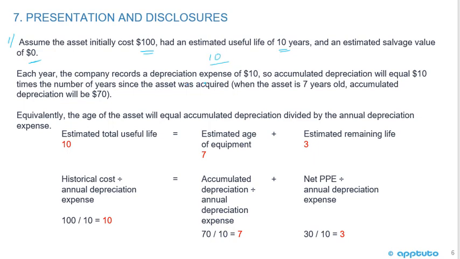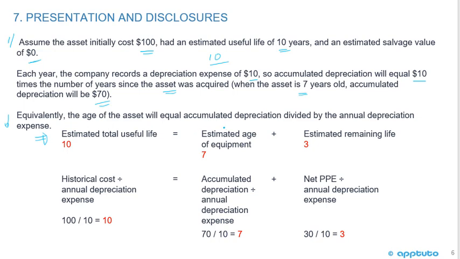Each year the company records the depreciation expense of $10. So accumulated depreciation will equal $10 times the number of years since the asset was acquired. In this example, when the asset is 7 years old, accumulated depreciation will be $70. I've just copied those formulas again, but I've put in the numbers from our little example. So the age of the asset will equal accumulated depreciation divided by the depreciation expense.